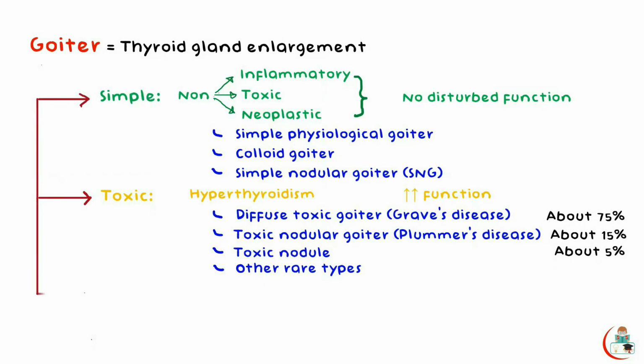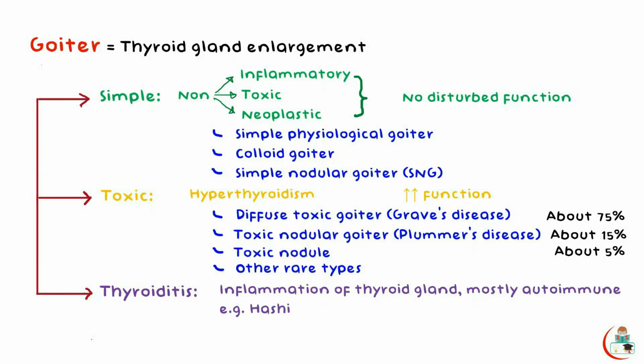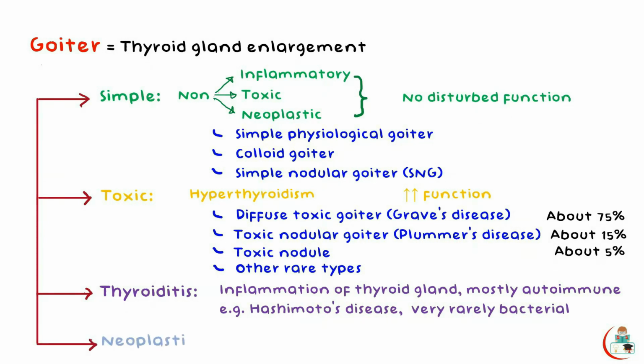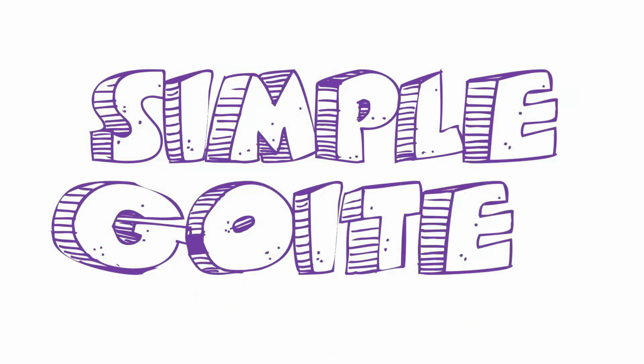The third form of goiter is thyroiditis, which is an inflammation of the thyroid gland. The inflammation is mostly autoimmune in origin, like Hashimoto's disease and De Quervain's disease. Very rarely thyroiditis is bacterial in origin. The last form of goiter is neoplastic, which is a tumor affecting the thyroid gland that may be benign or malignant. Let us start with simple goiter, which is defined as non-inflammatory, non-neoplastic enlargement of the thyroid gland without any disturbances of the function.